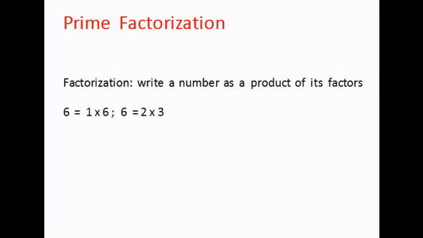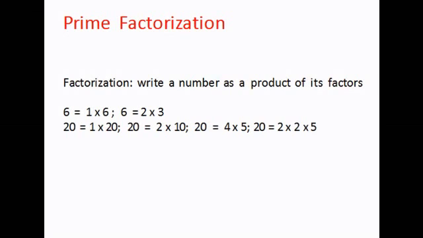Let's take one more example, 20. 20 can be written as 1 multiplied by 20, or 2 tens are 20, so 2 multiplied by 10, or 4 multiplied by 5, or I can also write using 3 numbers like this, 2 multiplied by 2 multiplied by 5.